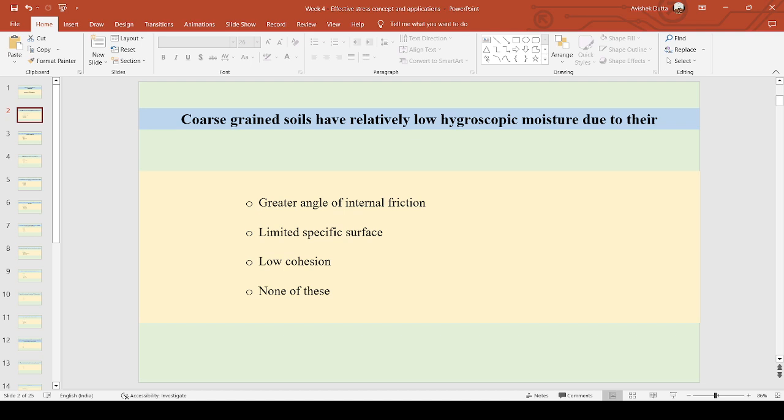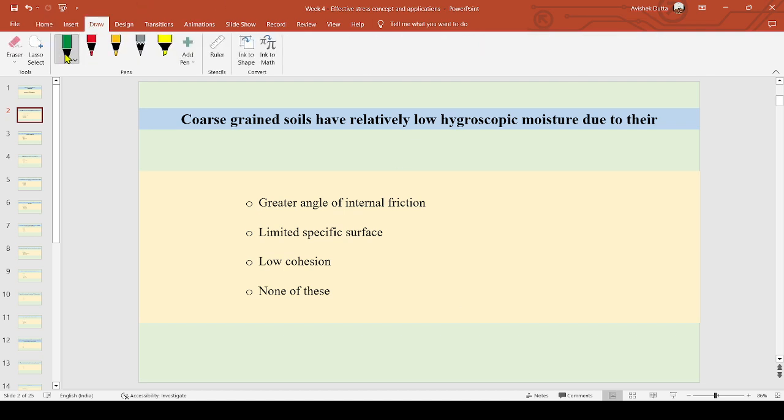I'll repeat, coarse grained soils have a low value of specific surface, that is surface area per unit mass. Because of this, they have less capacity of absorbing moisture on their surface, due to which they have comparatively low hygroscopic moisture as compared to the fine grained soil. So in this case, the answer will be limited specific surface. Okay. Next question.